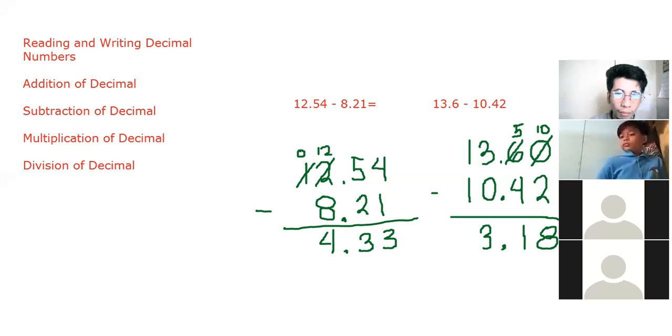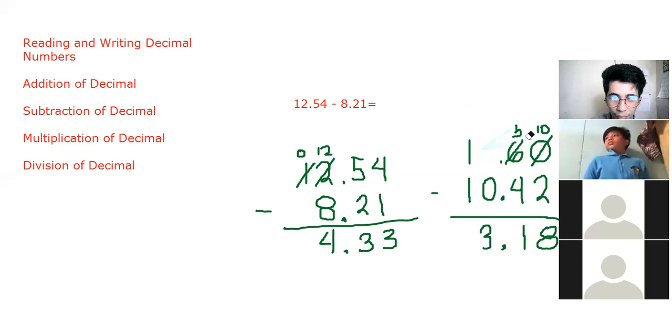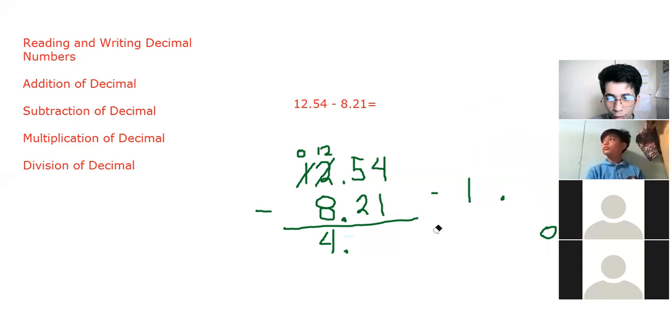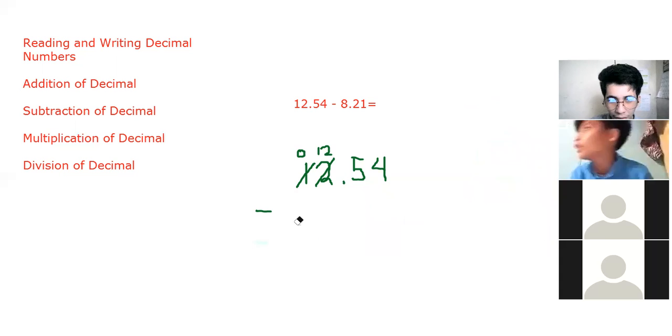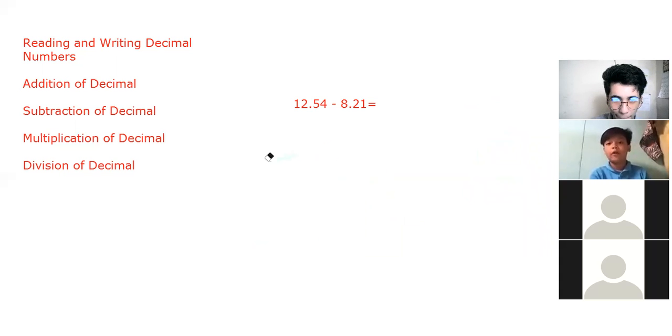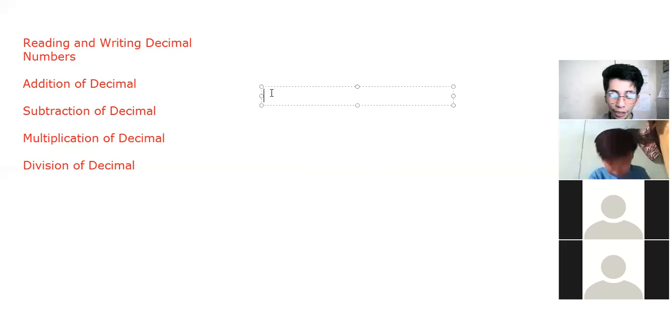Okay. Punta naman tayo sa multiplying decimal. Ito naman, mag-multiply na tayo ng decimal. Kapag nag-multiply tayo ng decimal, it is okay na hindi magkakatapat ang decimal point. Okay? Kahit hindi magkakatapat ang decimal point, okay lang iyon.